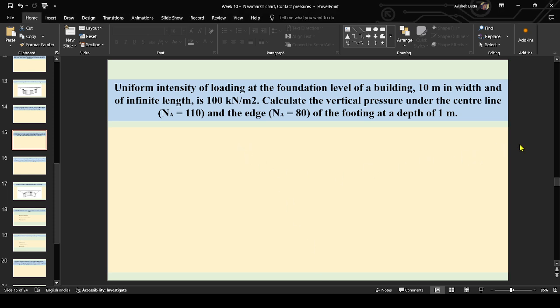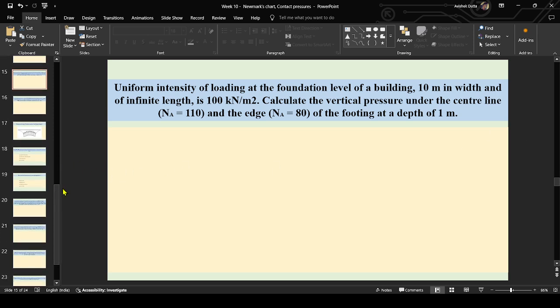Okay, I repeat the question. Uniform intensity of loading at the foundation level of a building 10 meter in width and of infinite length is 100 kilonewton per meter square. Calculate the vertical pressure under the center line for which Nα equals 110 and the edge for which Nα equals 80 of the footing at a depth of 1 meter. Okay, I hope the question was clear. Next question.